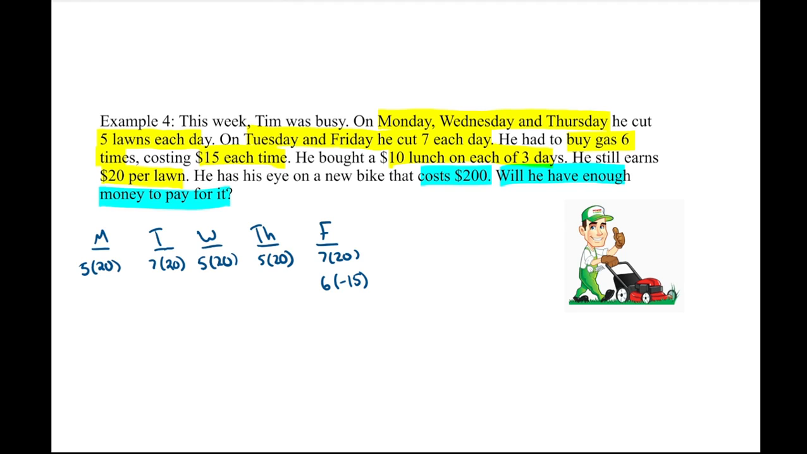And he had to buy a $10 lunch on 3 of those days. So let's say maybe, again on Friday, we'll do it cumulative. So on 3 days, he bought a $10 lunch, so he had to pay $10. So in total, 5 times 20 is 100. 7 times 20 is 140.